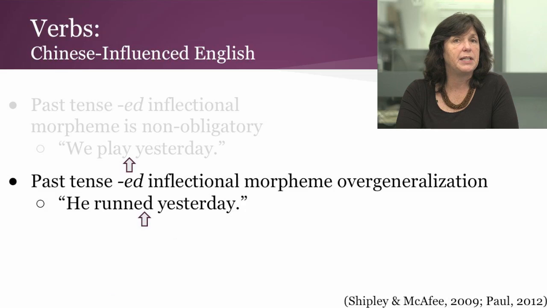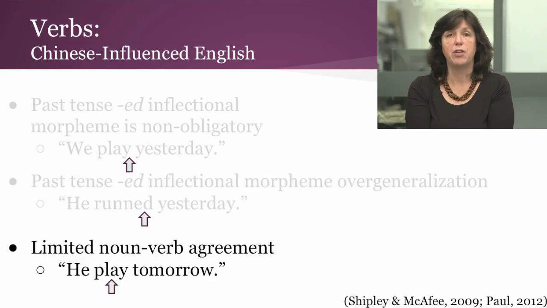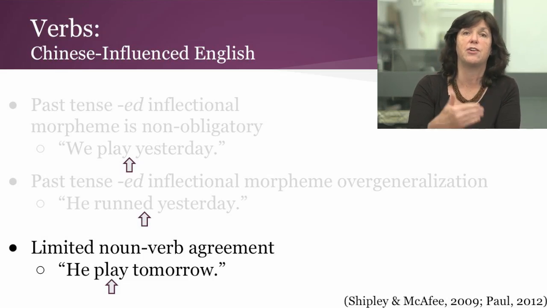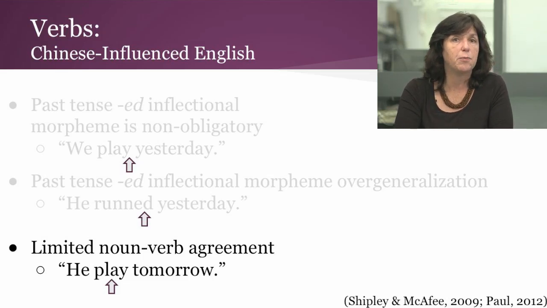There is also limited noun-verb agreement. In Standard American English, we need to have noun-verb agreement, so in the third person singular, you would need the third person singular s inflectional morpheme to form he plays tomorrow. In Chinese-influenced English, noun-verb agreement may be limited, so you can have an utterance like he play tomorrow.